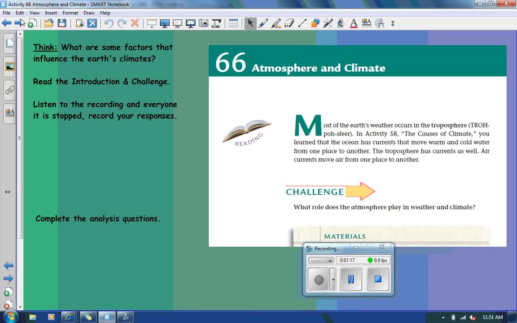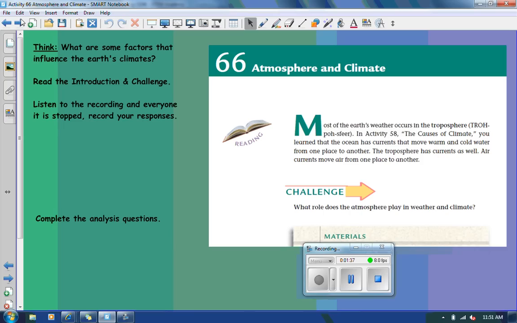During this section, you're going to use the reading strategy called Listen, Stop, and Write to help you understand the text. I'm not there today, so I am going to record myself reading, or you can simply read through it. But I'm going to indicate to you where you need to stop and record your thoughts.